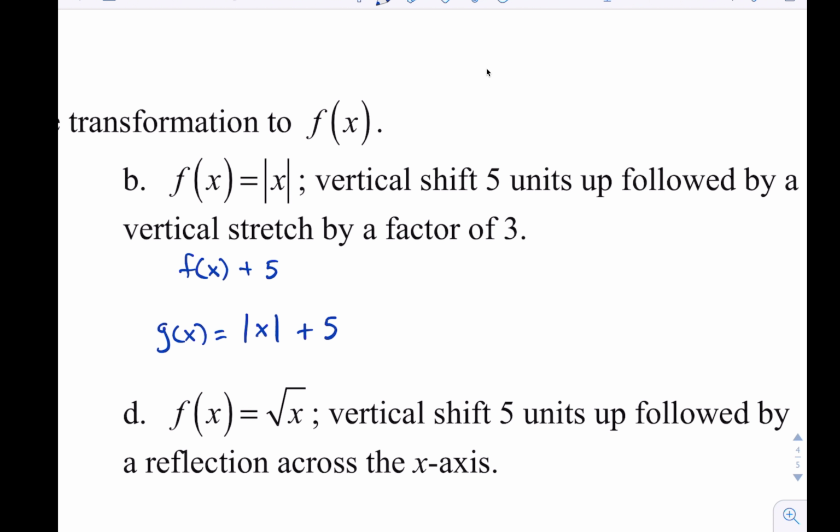Okay, now the second part says a vertical stretch by a factor of 3. So I'm going to take my function that I have now, and when I apply a vertical stretch by 3, I'm taking my entire function and multiplying it by 3. You're not going to multiply just the absolute value part, but you actually need to multiply the entire function. So what I'm going to call this, we'll call this h of x.